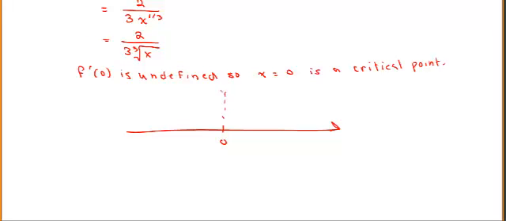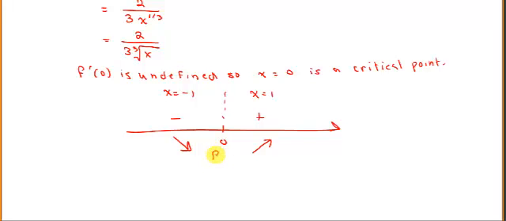All right, if we look at this, if we pick a number to the left of 0, say x is equal to negative 1. If I replace x with negative 1, I'd have the cube root of negative 1, which is negative 1. So this would turn out to be negative 2/3. It's negative, so we're decreasing here. All right, the function itself is decreasing. On the other side, say at x equals 1, well, the cube root of 1 is 1, so this would be positive 2/3, so we're increasing here.